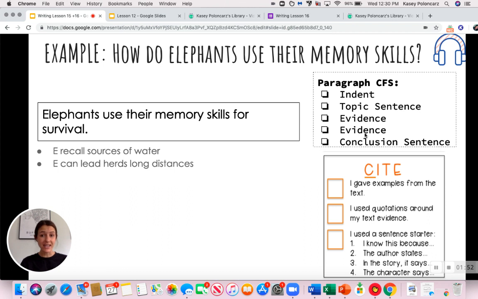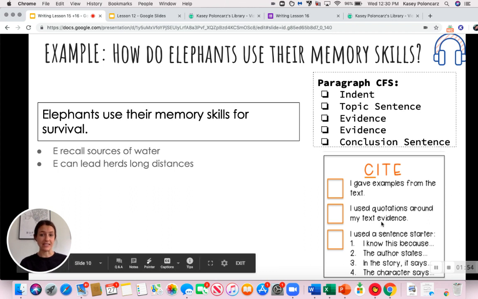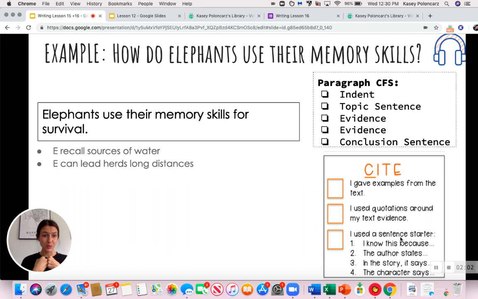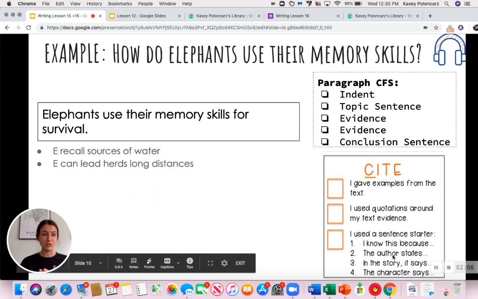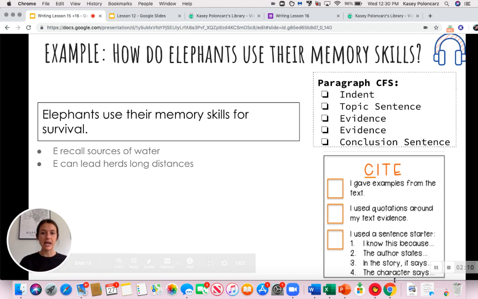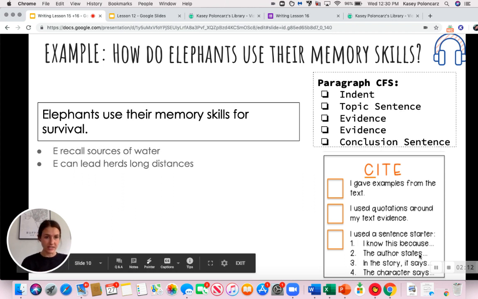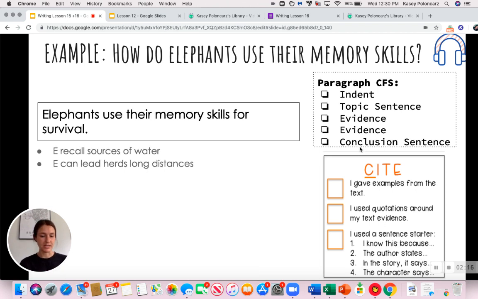For your evidence, you can use the CFS to help you. Remember that you have to make sure that you have quotes if you're taking it directly from the story, because that's the author's work. So we're going to put quotes around it. And you need sentence stems, which make your work flow nicely. I could say, in the story it says, the character says, the author states. These are all helpful tools. And then I wrap it up with the conclusion sentence.